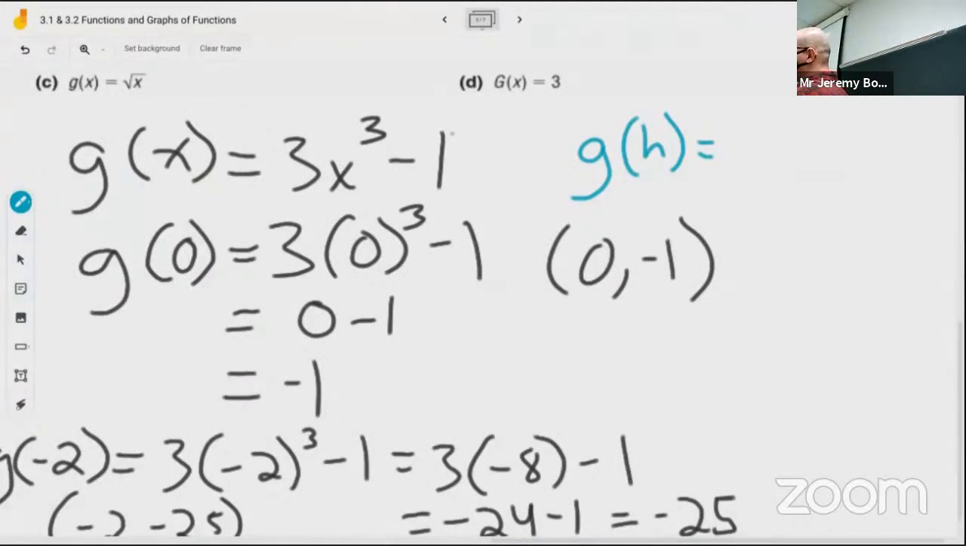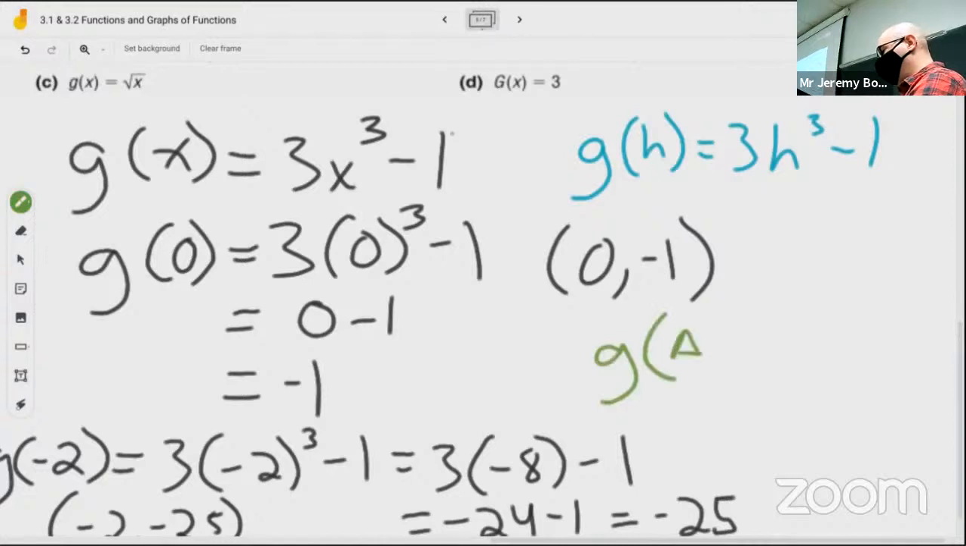It's the same thing. Wherever there's an x, I'm going to plug in an h. So this is going to be 3h to the third minus 1. You can plug in whatever you want. It doesn't have to say that the function just takes numbers. We can get really abstract and say I want to do g of a triangle, and so it's going to be 3 times the triangle to the third minus 1. Whatever you put there, you're going to plug in where the variable is, all instances of the variable.